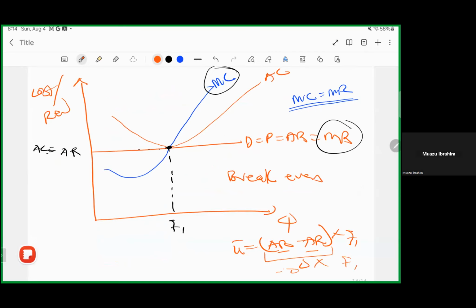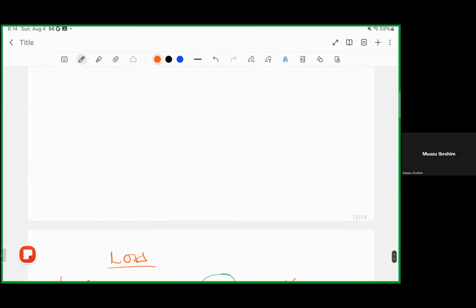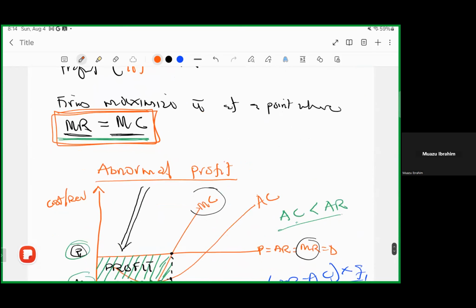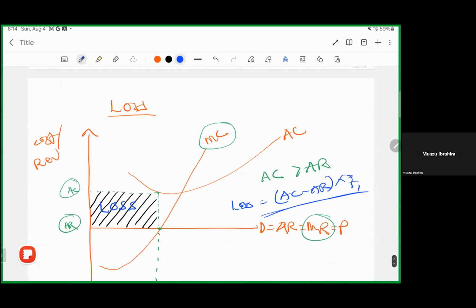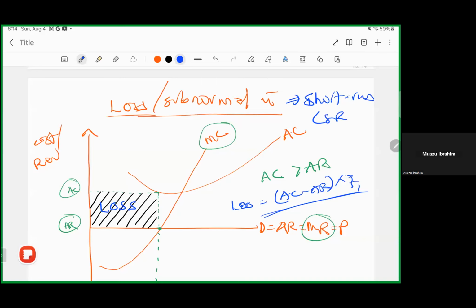Please note, firms in a perfect competitive market can make abnormal profit in the short run. So this is short run. They can make abnormal profit in the short run. Firms can also make a loss, or we say subnormal profit. They can also make a loss. Please note, also in the short run, SR.